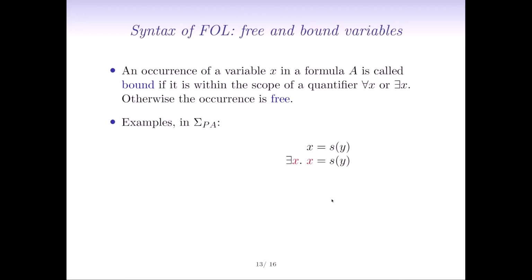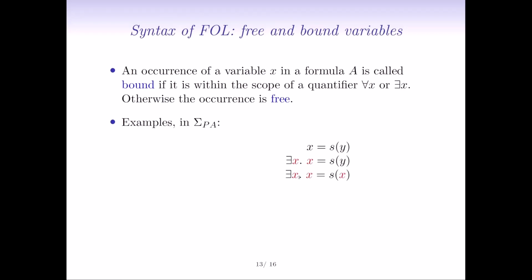Next example. Exists x dot x equals successor of y. So this is the same formula with an existential x quantifier on the front of it. Here this quantifier binds this occurrence of x because this x is in the scope of this existential quantifier. This y is also within the scope of the quantifier, but it doesn't have the same name, and therefore this occurrence of y is still free in that formula. So we have one bound occurrence of x and one free occurrence of y.